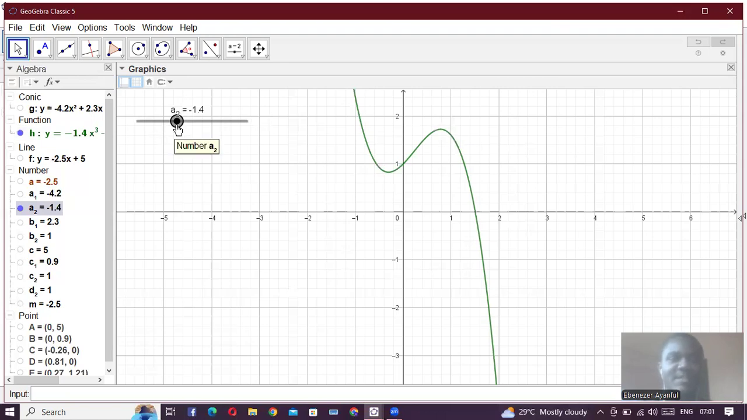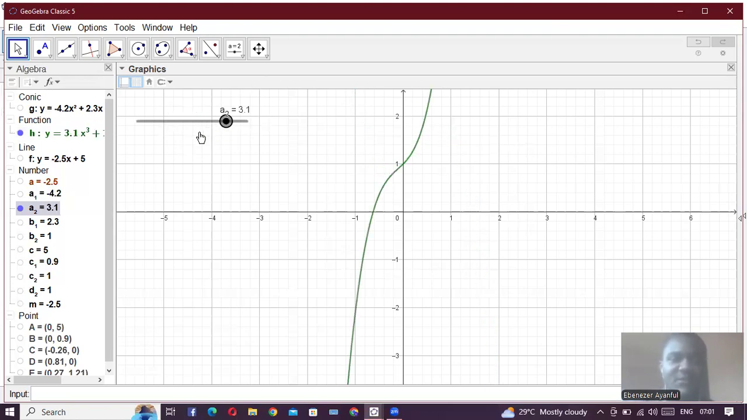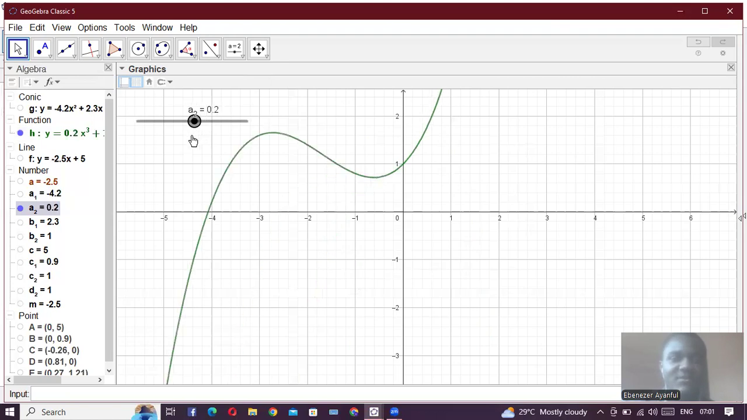Now it is decreasing and then decreasing. So the leading coefficient also changes the way the curve looks, from increasing to decreasing. And when it is 0, as we saw with the quadratic, it changes into what? A quadratic function. So we get a quadratic curve here.